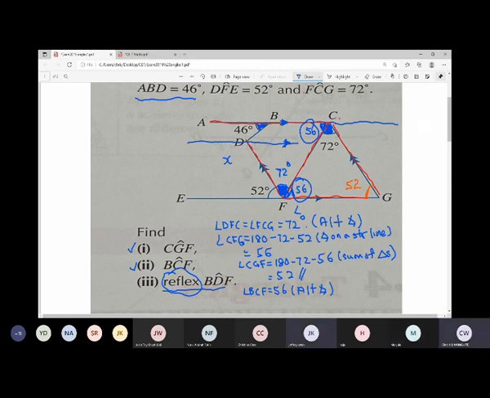Okay, what to do? So I bought the D also 46. Where is 46? Because that one is called a parallel, okay. D, okay, wait. 46.